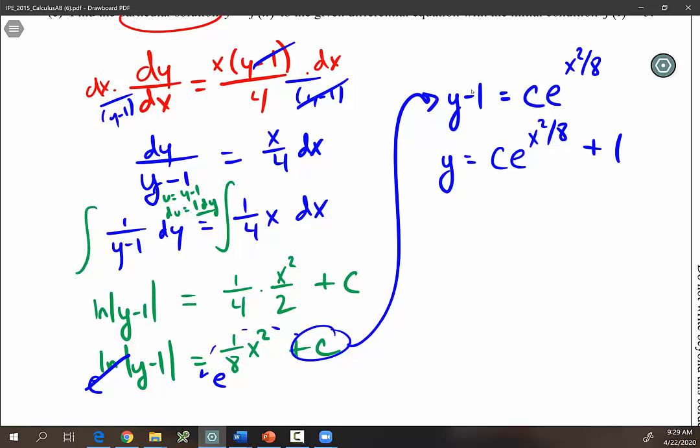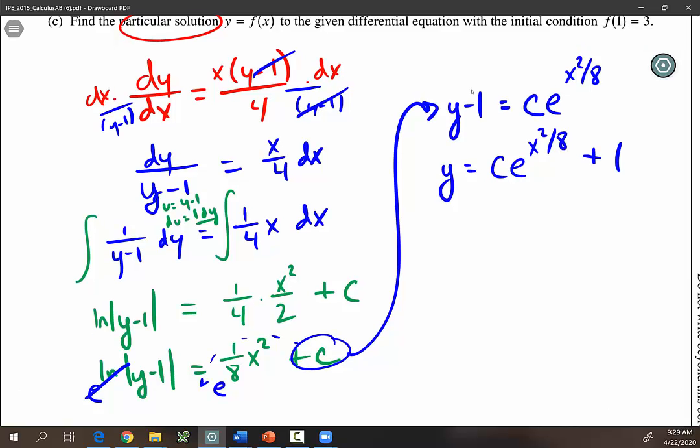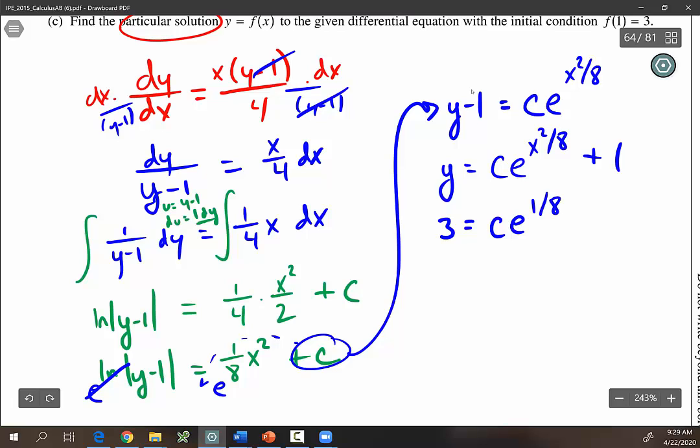But then that last step is going to be to just plug in our initial condition. So our initial condition was 1 and 3. So for y, we're going to plug in 3. And for x, we're going to plug in 1. 1 squared is 1. And this is kind of a nasty one to solve for. So 3 minus 1 is 2 equals c e to the 1/8. And then we're going to divide by e to the 1/8. So we get 2 over e to the 1/8 equals c.